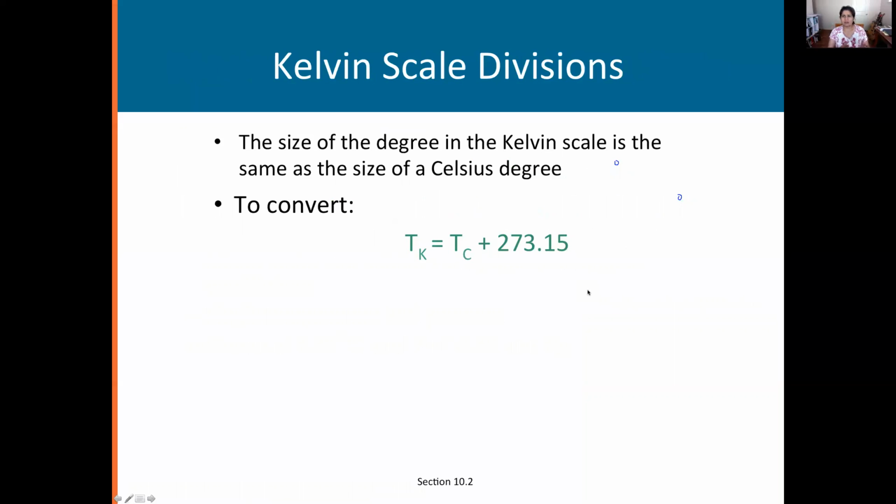So the Kelvin scale is similar to 2 other scales that we use. One is the Fahrenheit scale, which we'll look at next, and the other is the Celsius scale. So the Kelvin scale is very similar to the Celsius scale or the centigrade scale. They're shifted with respect to each other by 273.15 degrees. So Kelvin temperature equals Celsius temperature plus 273.15. So Kelvin is always a higher number. You'll need to know this formula.